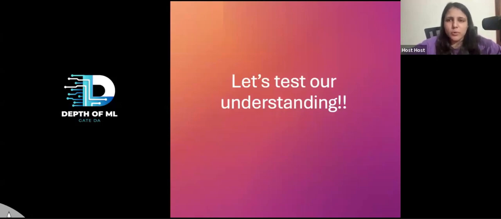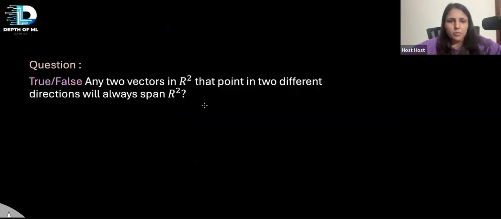So now we'll solve some questions, and I will also give you some daily practice problems that you have to solve and come back. Let's test what we have understood. Please reply on the chat box. So this is a true or false question. Any two vectors in R2 that point in two different directions will always span R2.